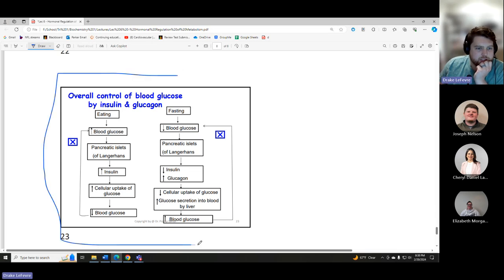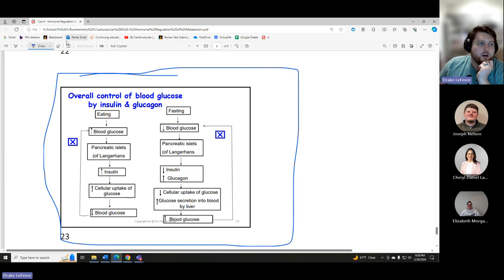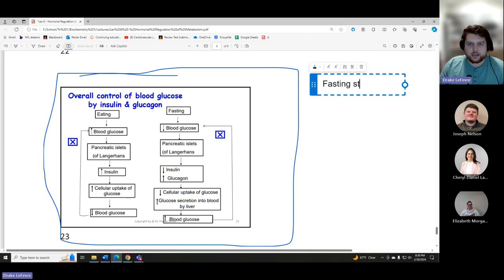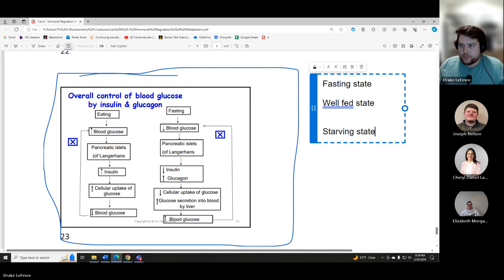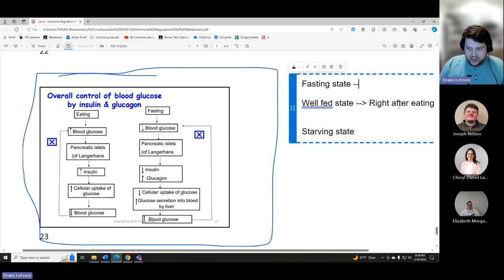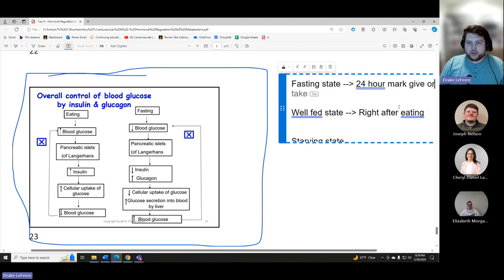Here we go. This little chart. This is one I'd probably save and look at, and understand kind of the flow of it. Eating or fasting. Dr. Sarkar talks a lot about fasting state, well-fed state, and starving state. Well-fed state is right after eating. Fasting, I don't remember what the actual definition is, around 18 to 48 hours-ish, that kind of area. So let's say like the 24-hour mark, give or take.